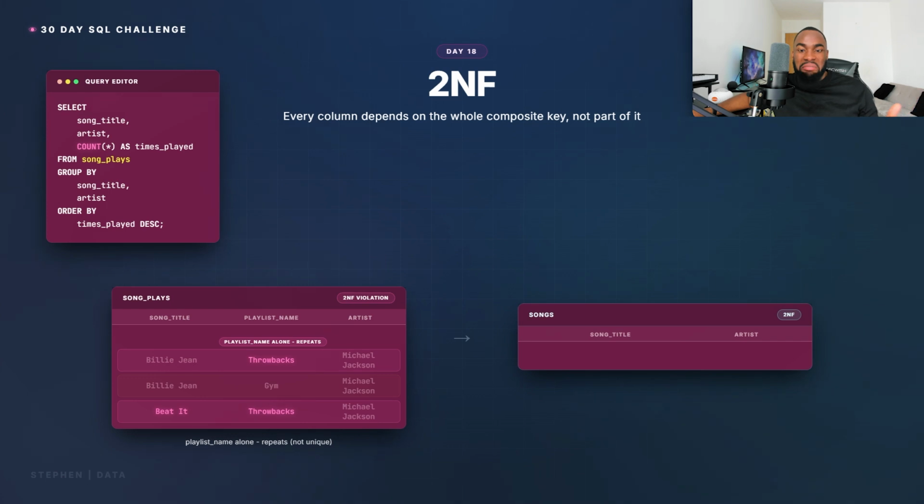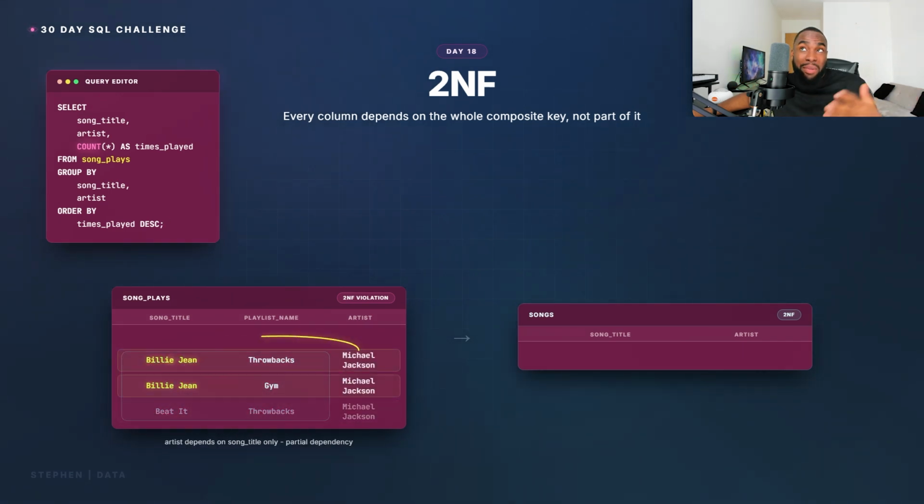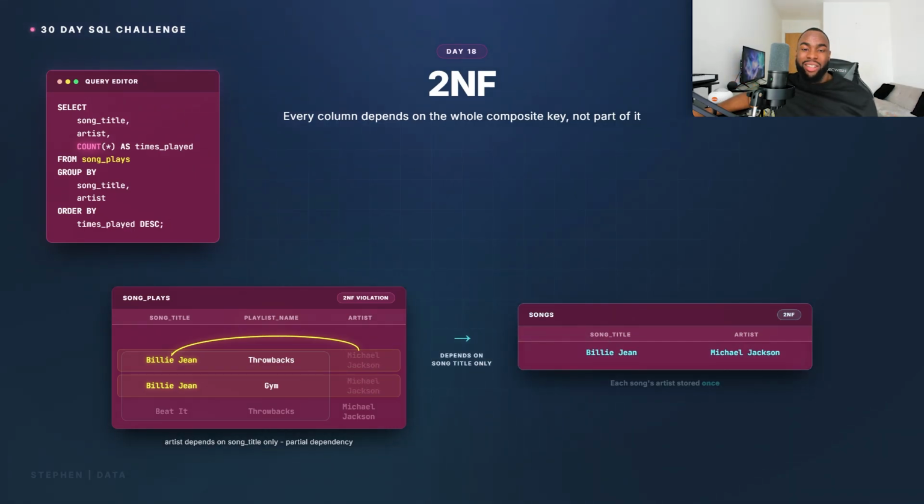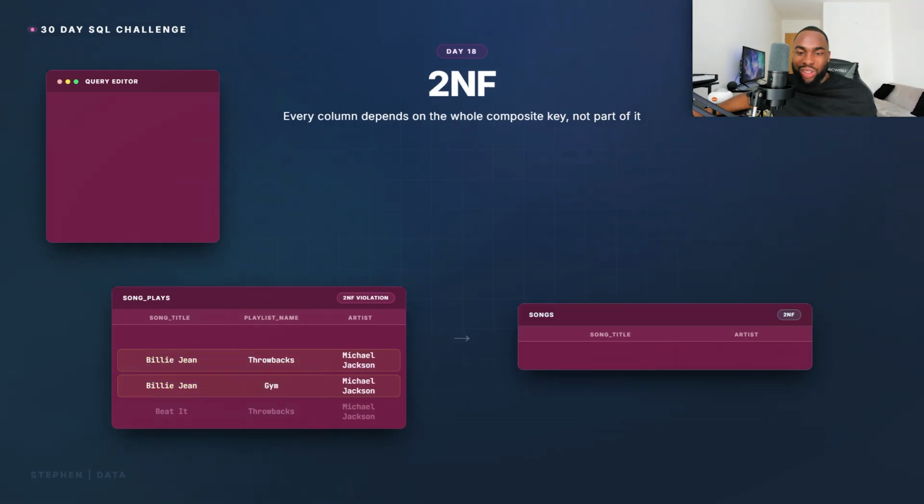So for instance, the artist depends on the song alone and it has nothing to do with the playlists. So it depends on only a part of the key. That situation is not allowed in second normal form, no matter what. So we need to let it have its own table.